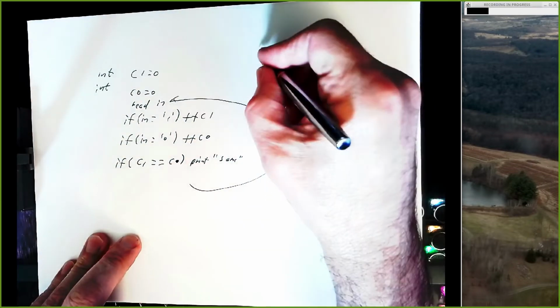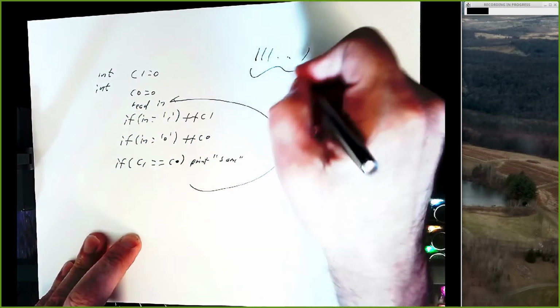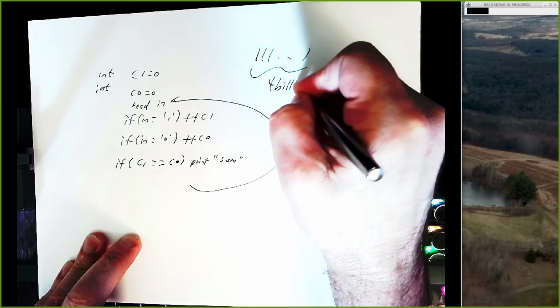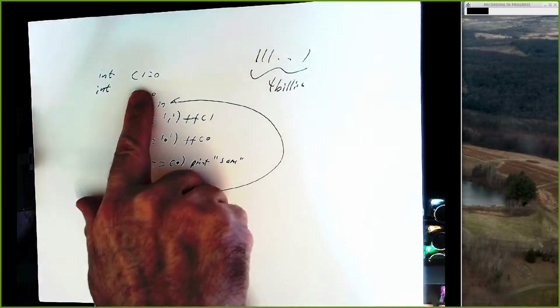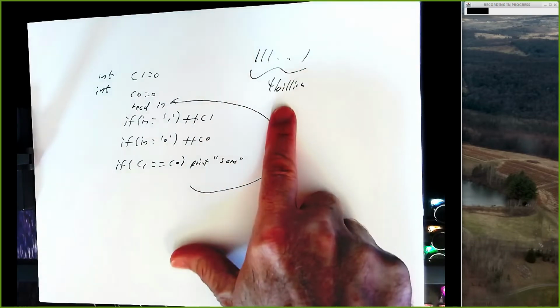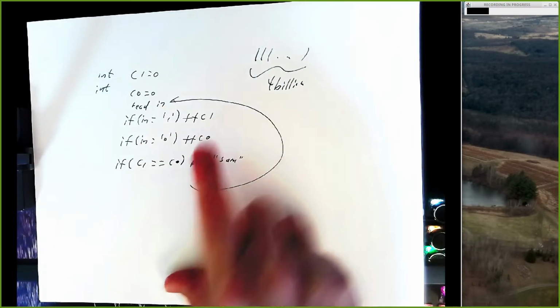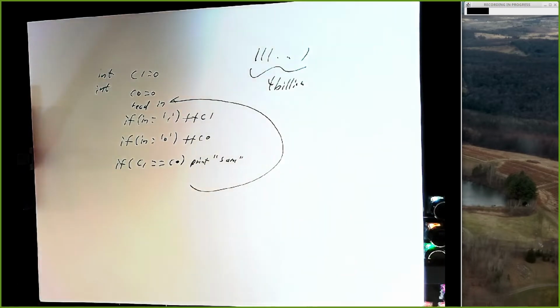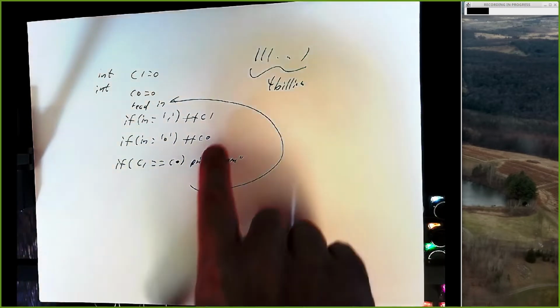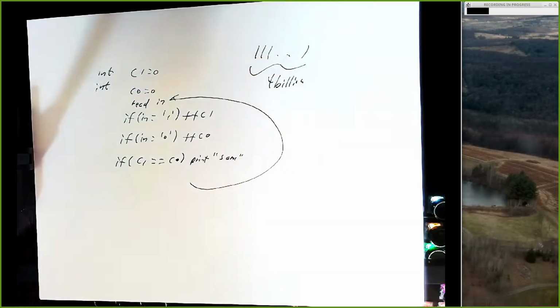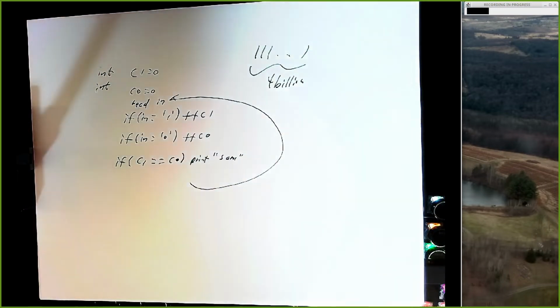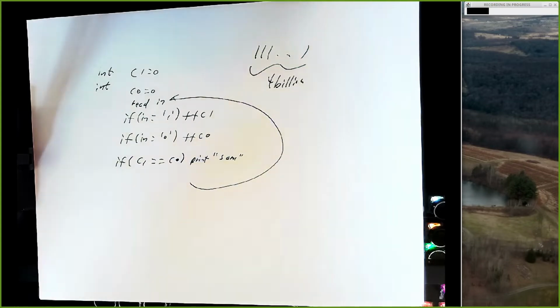Yeah, what if I get 4 billion 1s in a row? If I start at 0 and I increment an integer 4 billion times, it flips over and goes back to 0. And after 4 billion 1s, C1 will be 0, C0 will be 0. My program will say, hey, I've seen the same number of 1s and 0s, when in fact I've seen a wildly different number of 1s and 0s.